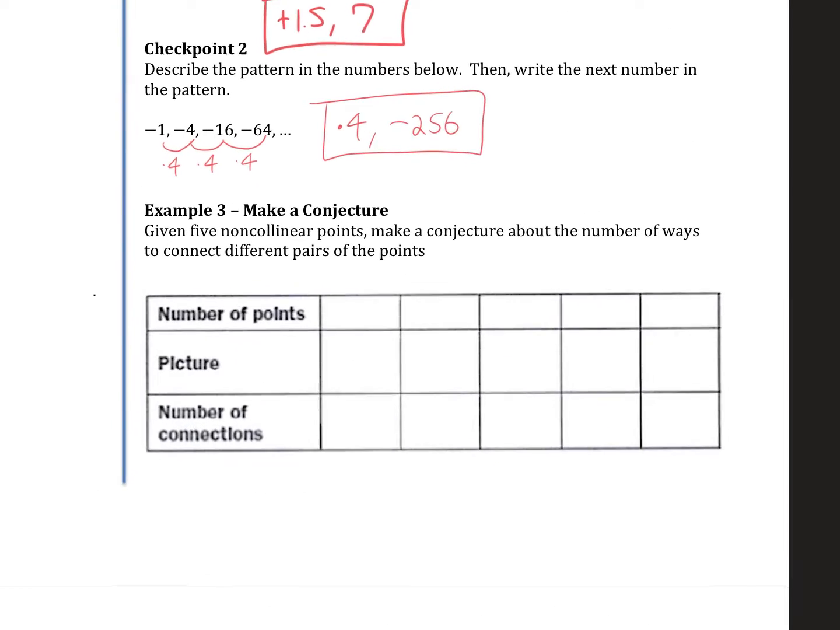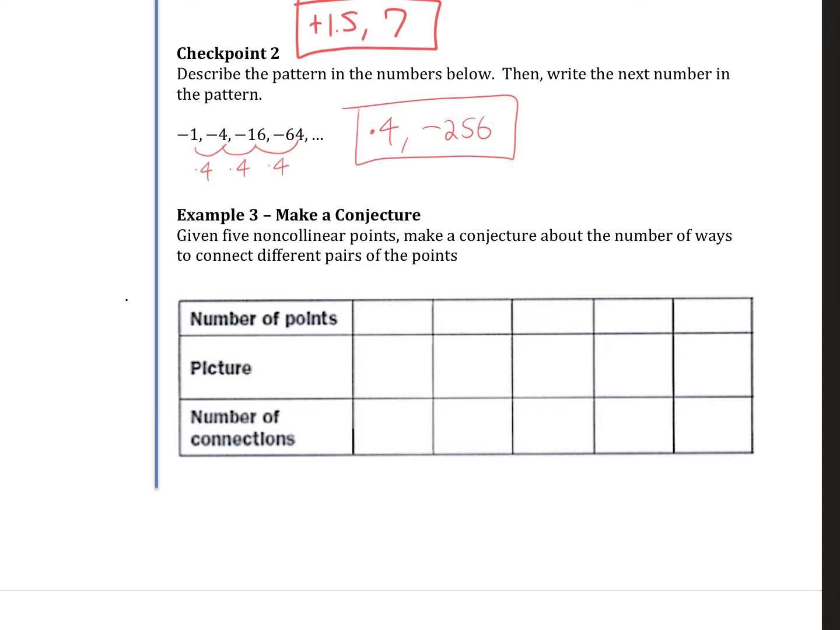All right, sounds good. Example 3 is a little bit tricky, so make sure you guys are staying with me here, okay? Let's get into it. So it says, given 5 non-collinear points, make a conjecture about the number of ways to connect different pairs of the points. What does non-collinear mean? Does that mean that they're in a straight line or not in a straight line? They are not in a straight line.